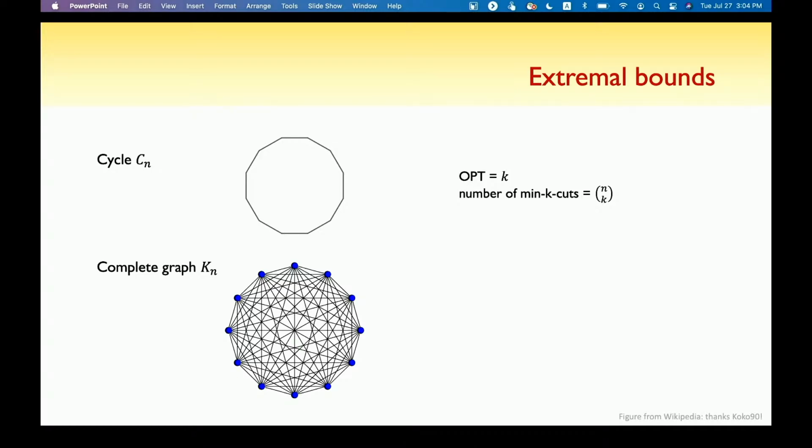K minus 1 singleton. Exactly. So yeah, you're exactly right. So the optimum k-cut arises by choosing k minus 1 singleton vertices and then deleting every edge incident on them.